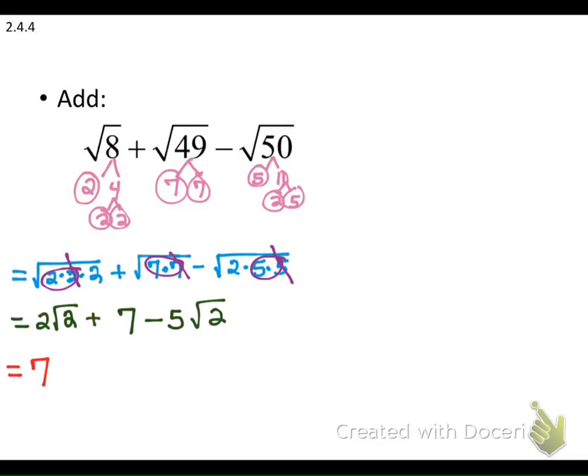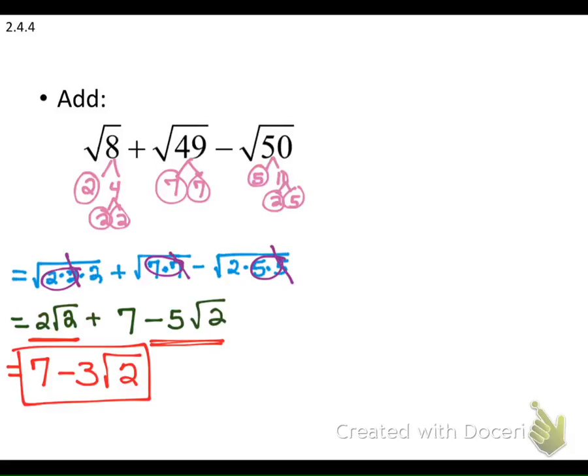Then I'm going to combine like terms. Since both of my square roots have a radicand of 2, I'm going to combine 2 square root 2 minus 5 square root 2. So you're going to combine your coefficients here. What's 2 minus 5? Negative 3. Yeah, that's important. So negative 3, and then my radicand stays the same, square root 2. That should be your final answer.